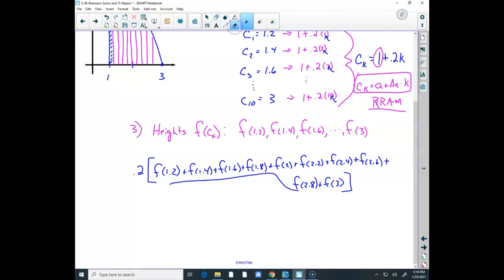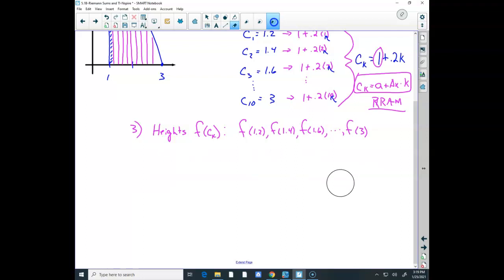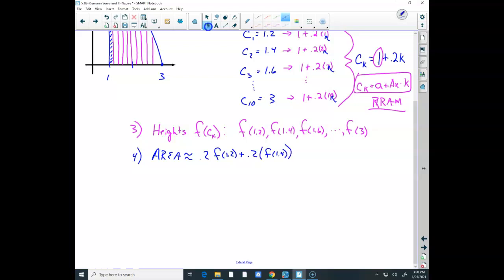That's why we're not going to do it that way, and we're going to learn a new way to type it into our CAS calculator today. So I'm going to get rid of that. And as we are moving along here, number 4, the area, I know in the end, is approximately equal to 0.2 times f of 1.2 plus 0.2 times f of 1.4, plus, plus, all the way down to my 0.2 times f of 3. Okay? And that gives me my area.